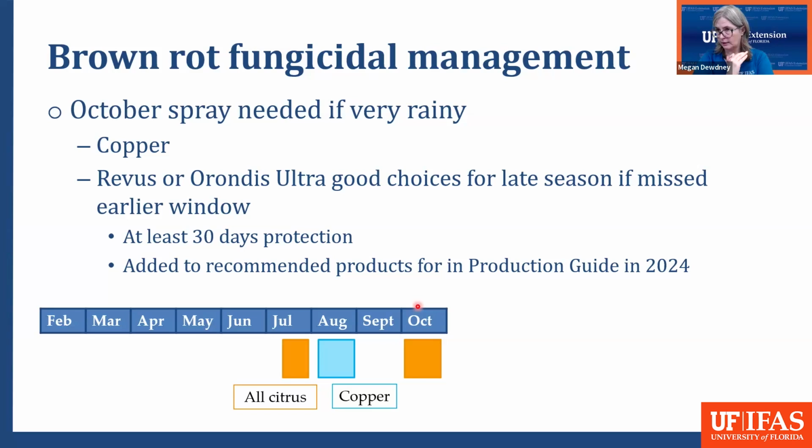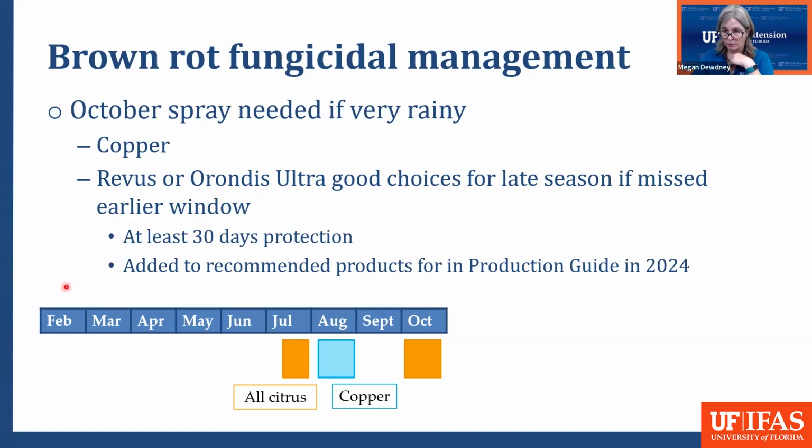I would certainly look at Revus and Orondis Ultra as good choices for the late season if you missed that earlier window. It worked really well for us. I think it held the disease to about native levels. So you're going to get at least 30 days protection. That's as far as we tested, so I can't really say about further. And we did add those to the recommended products in the production guide in 2024. So that gives us new options. I'm glad to have some products to rotate.